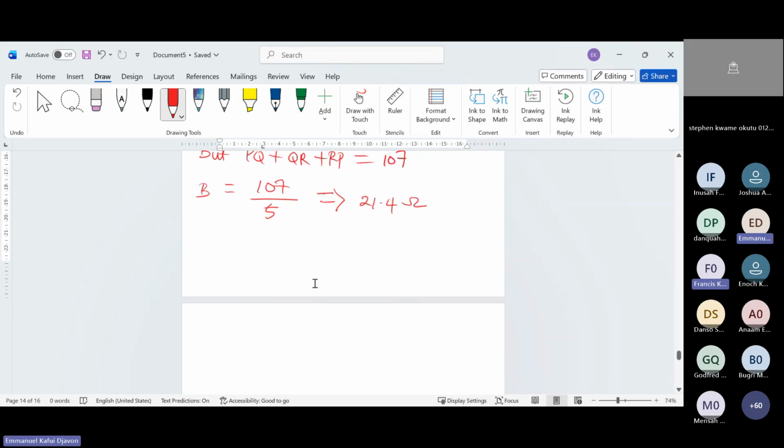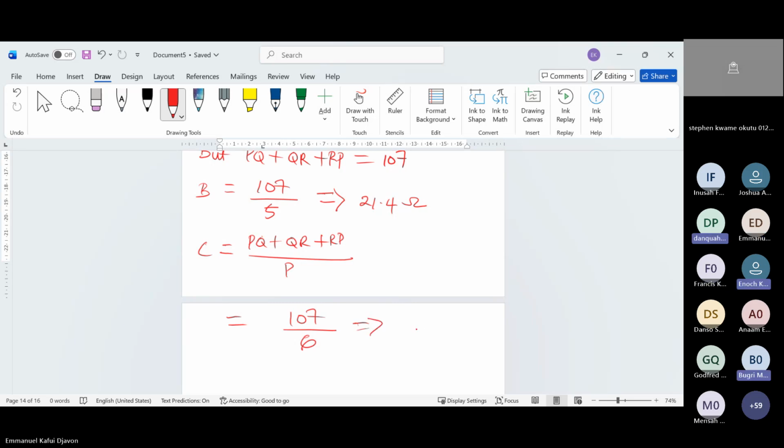Then let's come to C. C will be equal to PQ plus QR plus RP all over P. That will give us 107 all over 6. That will give us 17.83 ohms.